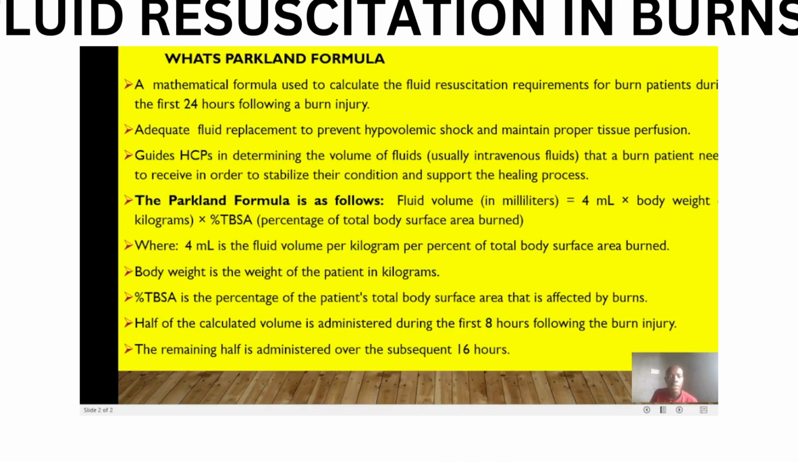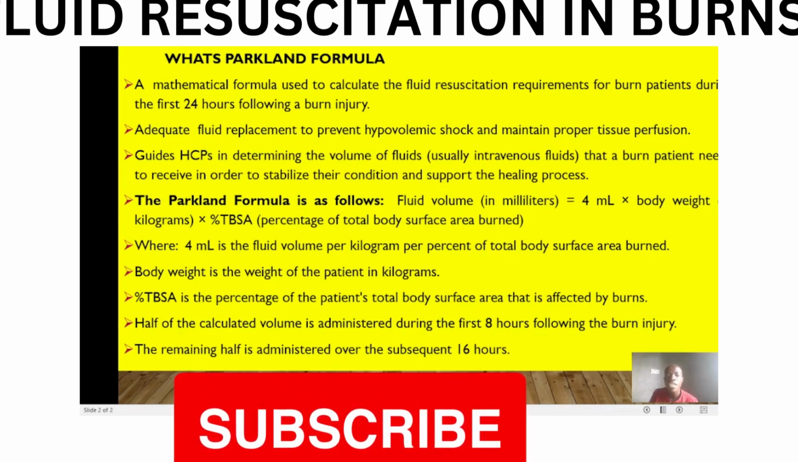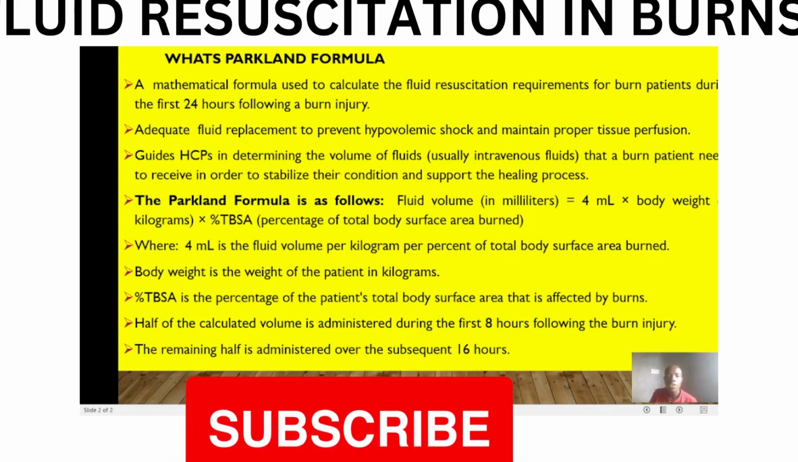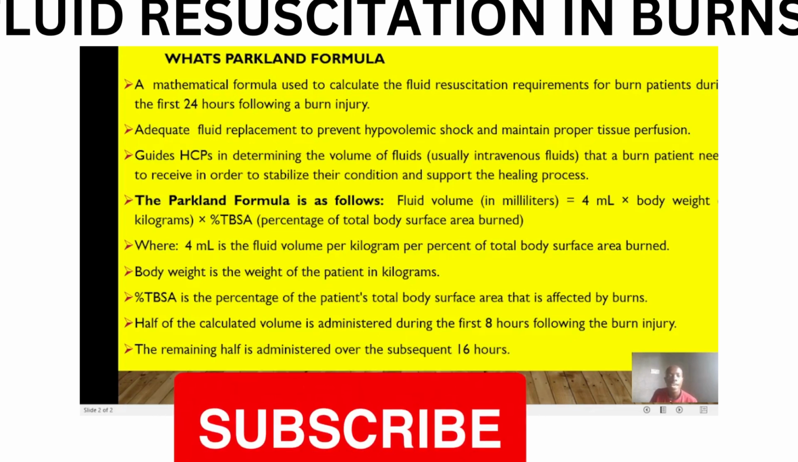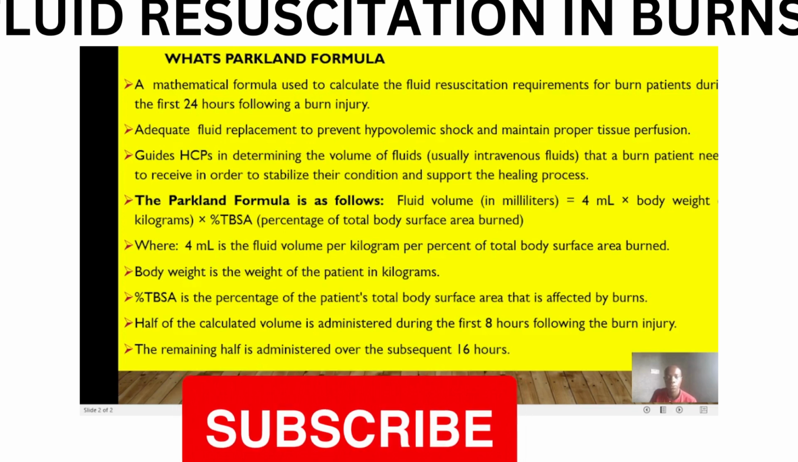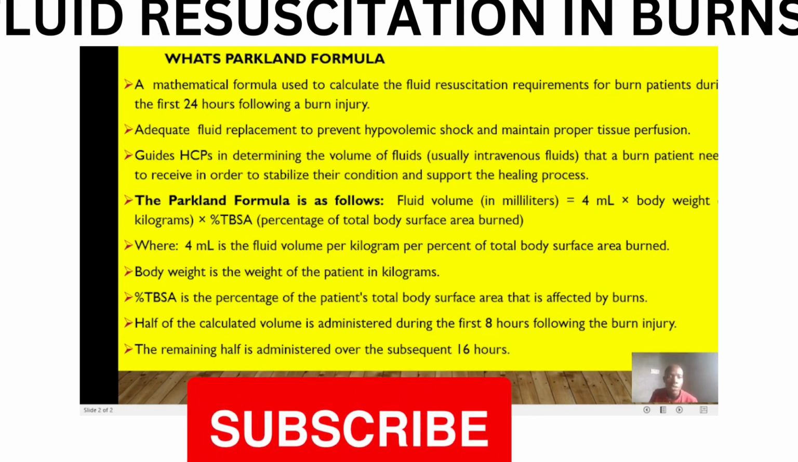The formula is based on the understanding that burn injuries lead to increased fluid loss due to factors such as increased capillary permeability, tissue damage, and evaporation from the exposed tissue. Additionally, burns can trigger a systemic inflammatory response that increases fluid requirements to support tissue healing and maintain proper organ function. The next variable is the body weight, and the weight should be in kilograms.